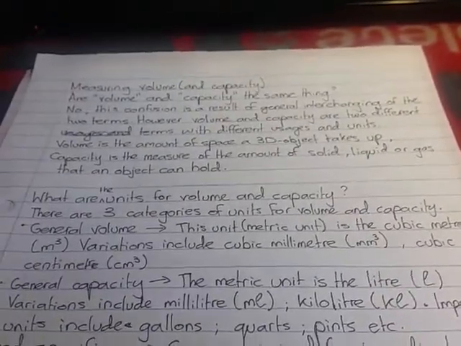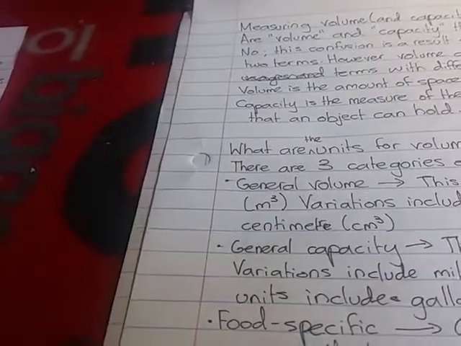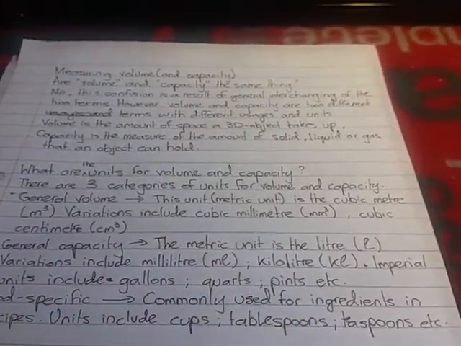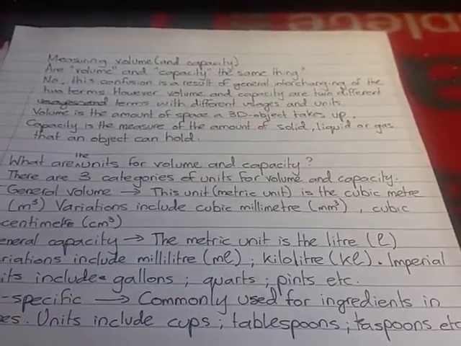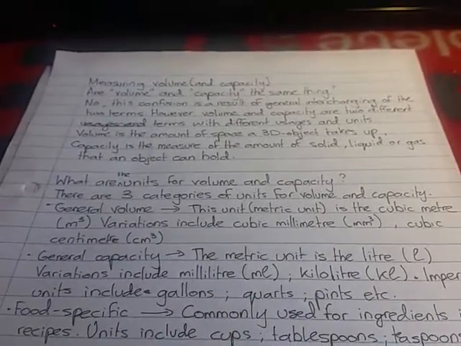And then the last category is what I call food specific. These ones are commonly used for ingredients and recipes, and they include cups, tablespoons, teaspoons, etc. So, things you would typically use to measure out food.